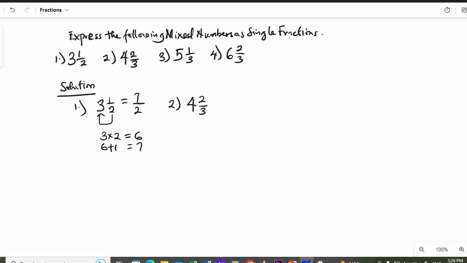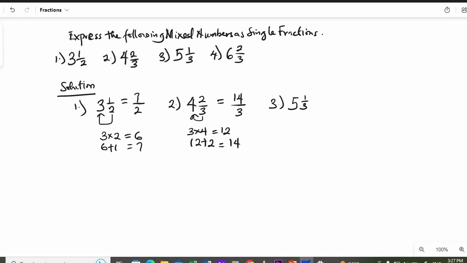What we do is we say 3 times 4, just as we did before. 3 times 4 gives us 12. And then we say 12 plus 2, which is the numerator, to give us 14. And then we take the 14 and put it over the denominator, so that we have 14/3.